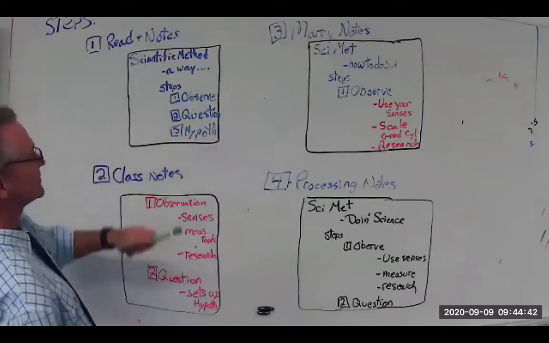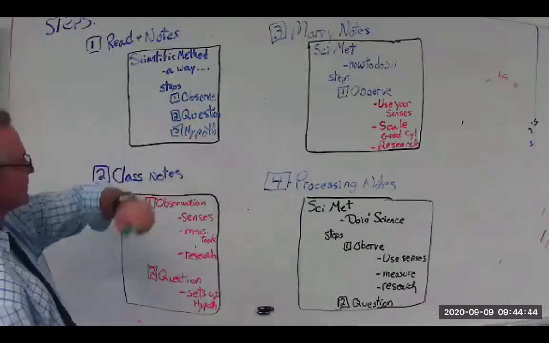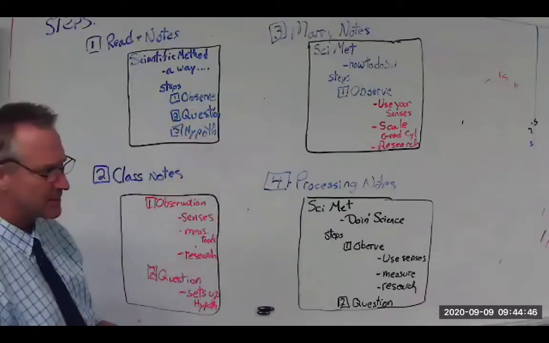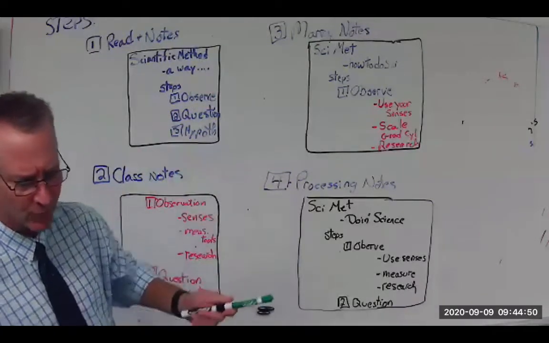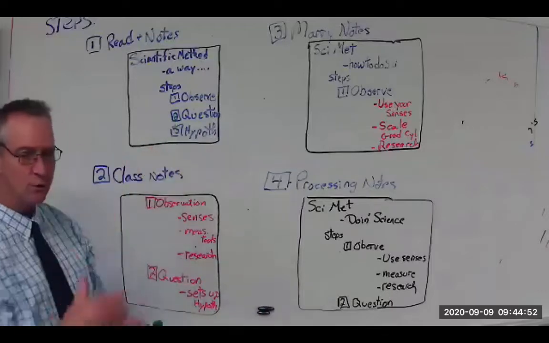There are steps to the scientific method. Number one, you wrote down observe, and that was all there was in the book. So you wrote down observe. Number two, question. There was some blah, blah, blah, but it didn't seem all that important. You wrote down that. And so on and so forth, okay?